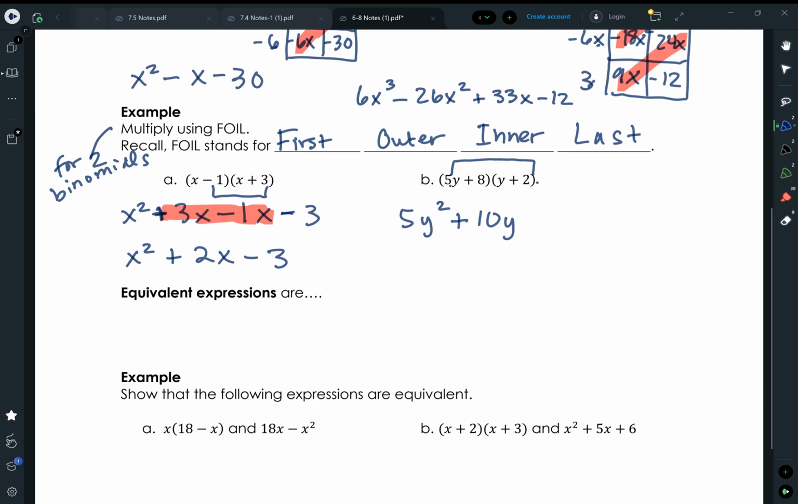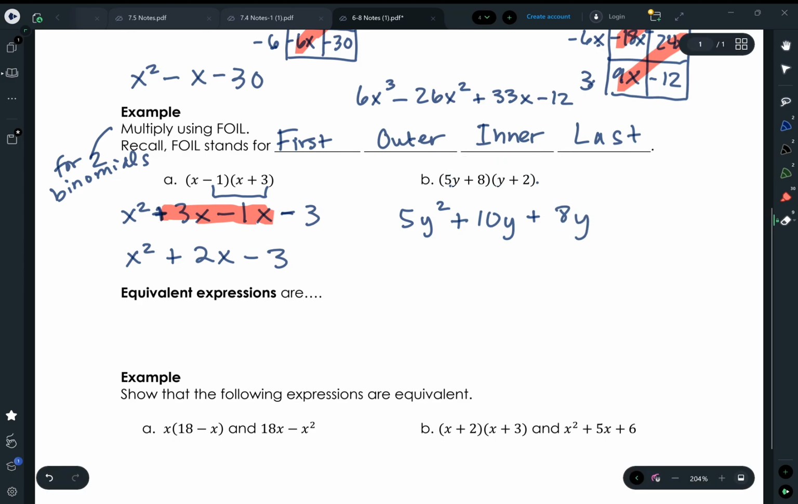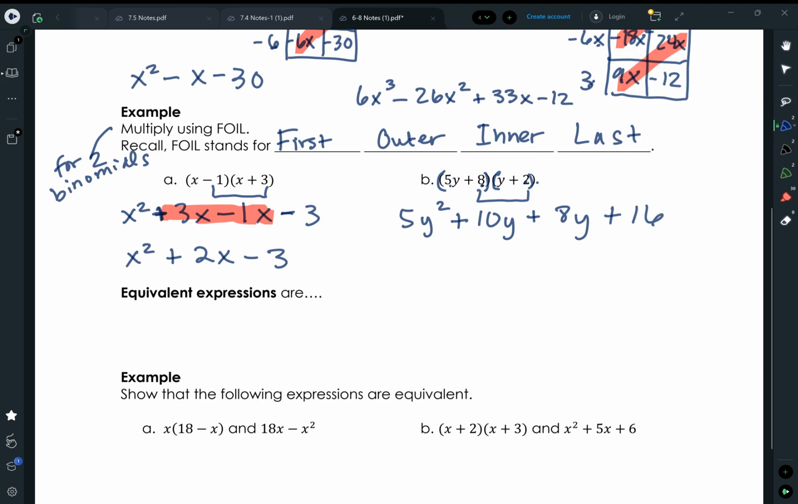Remember, what's a positive, we say plus. My inner terms would be the 8y. It's positive, so I write plus 8y. And then for my last terms, I'm going to be multiplying the 8 and the 2. If I look at each of those parentheses groups, here's one set of parentheses, 8 is the last one in that group. If I look at the second set of parentheses, 2 is the last one in the group. So 8 times 2 is 16. It's positive, so I write plus 16.